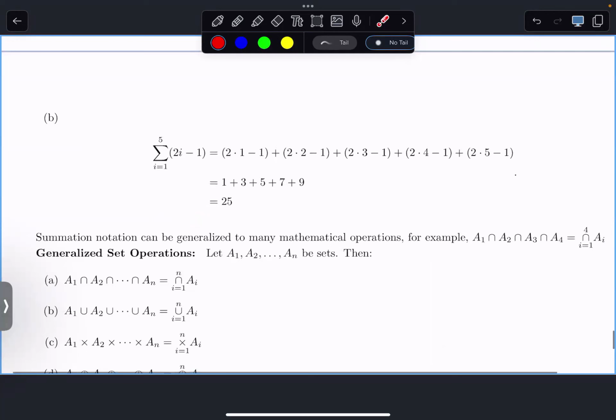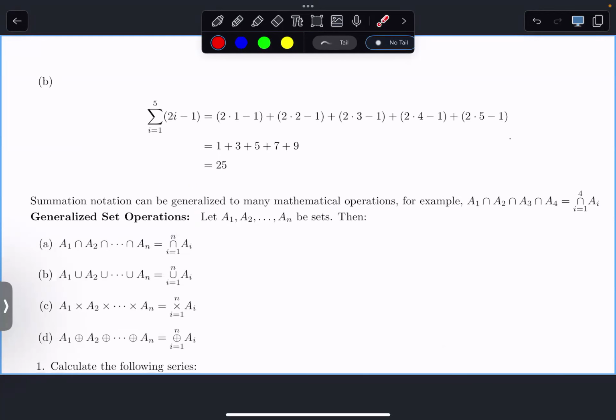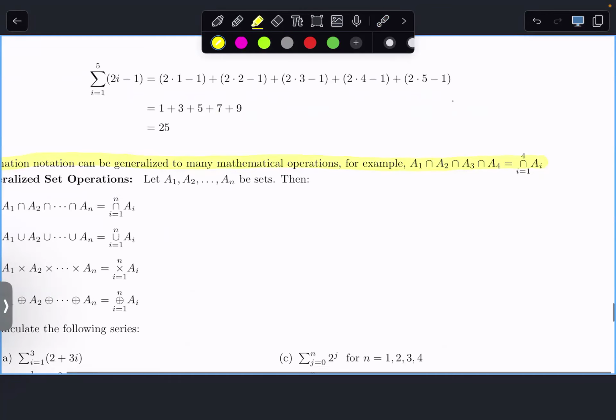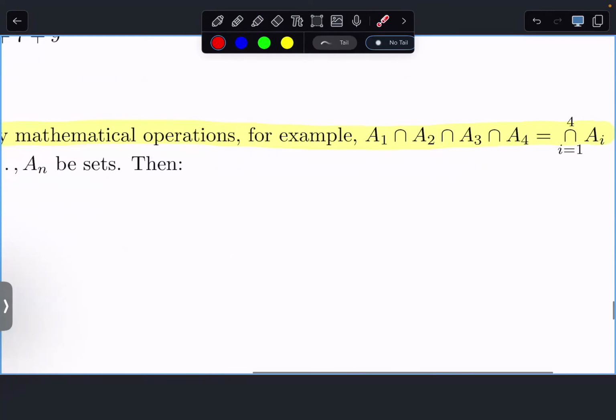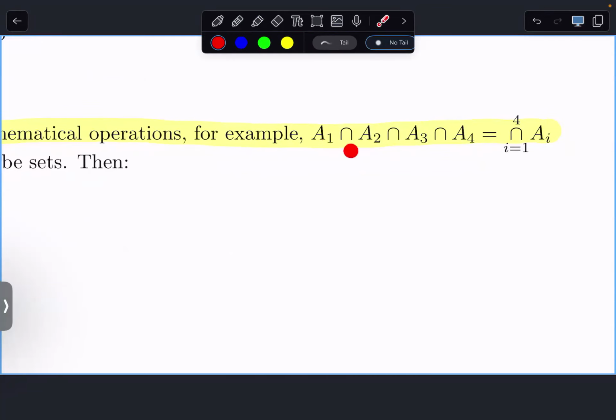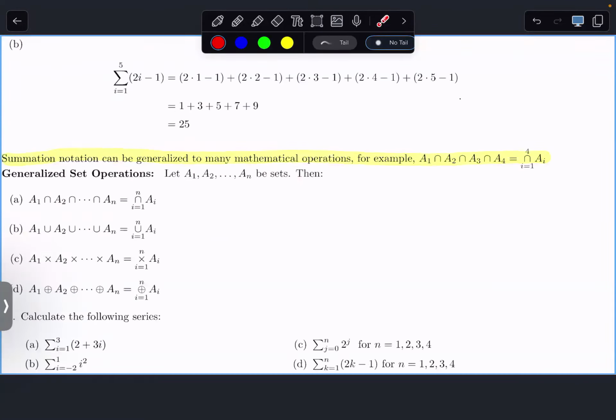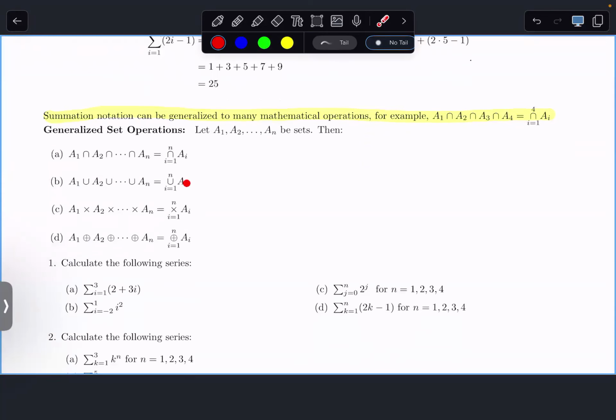We can generalize this idea to any mathematical operation. The intersection: we can summarize A1 and A2 and A3 and A4 as just the intersection from I equals 1 to 4 of AI. Same thing with the union.